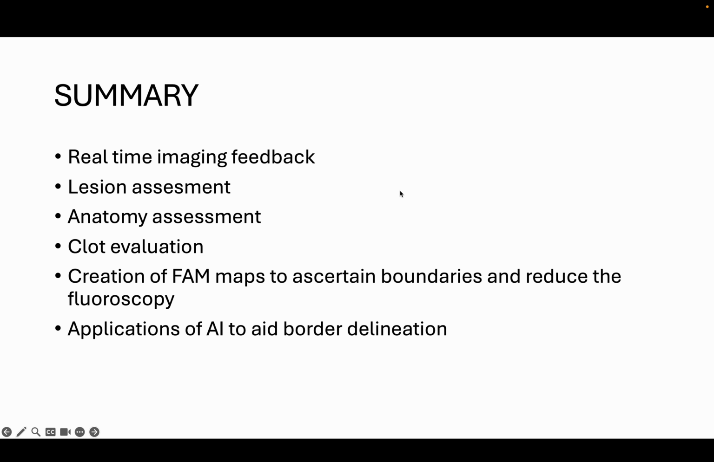In summary, therefore, intracardiac echo provides you with real-time feedback. It provides us with understanding on lesion assessment, anatomy assessment, clot evaluation, creation of FAM maps, especially with the help of intracardiac echo within an electroanatomical field, allows us to get an idea of the dimensions of what we are mapping and intracardiac structures before we actually map them. And there are increasing insights into how artificial intelligence can help us in delineation of these borders and thereby create these FAM maps without human intervention.